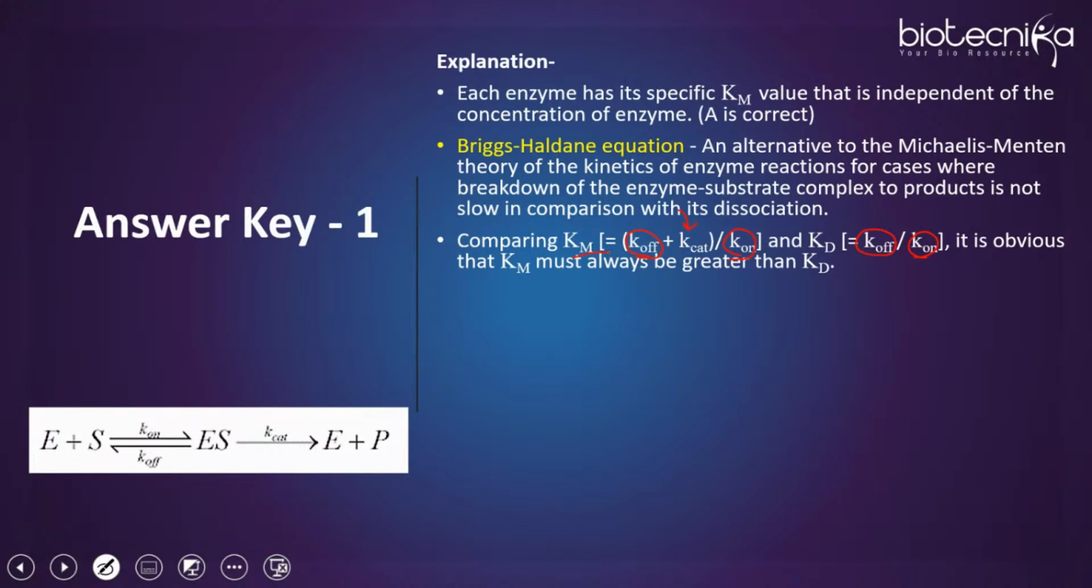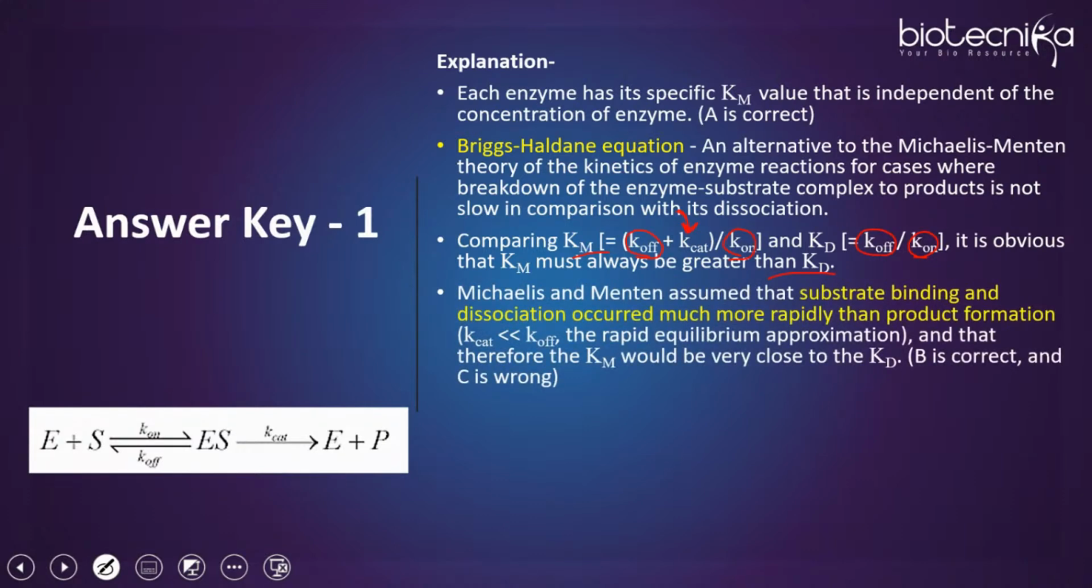So clearly Km will always be greater than Kd because it has an additional factor in the numerator, which is the Kcat value. But there is a condition. Michaelis-Menten assumed that substrate binding and dissociation, how fast they bind and dissociate, will be much more rapid than product formation. They assume that this is a much faster step and this is a slower step. So in that case, Kcat becomes very small.